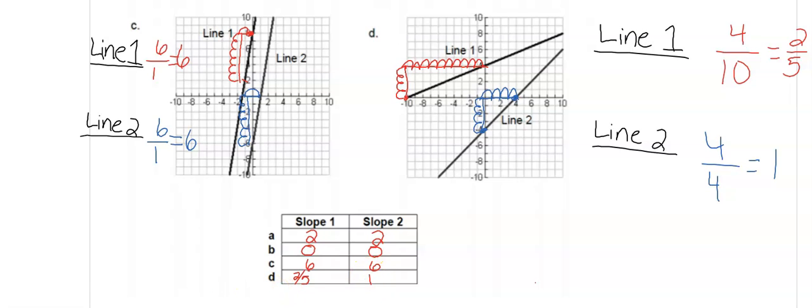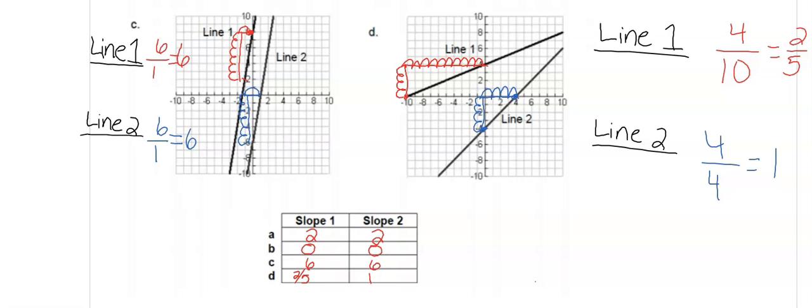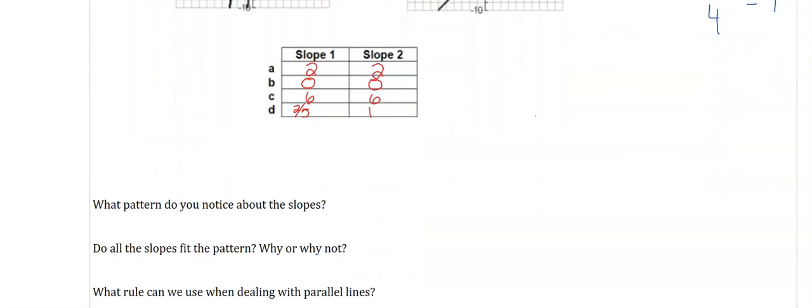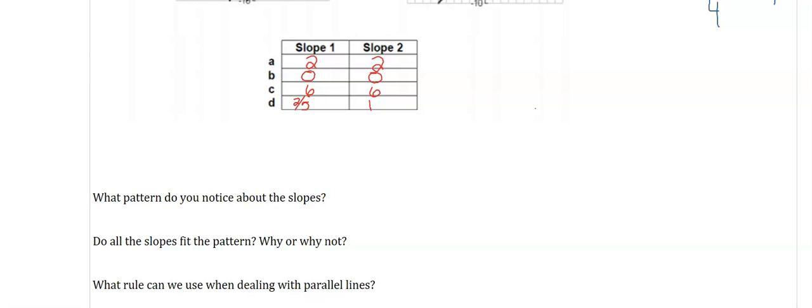So now that we have filled out our table, we can go ahead and look at these questions. It says, what patterns do we notice about the slopes? Do all slopes fit this pattern? Why or why not? And what rule can we use when dealing with parallel lines? Now, if we look, slopes 1 and 2 for graphs A, B, and C are all the same, but our slopes for lines 1 and 2 for graph D are different.